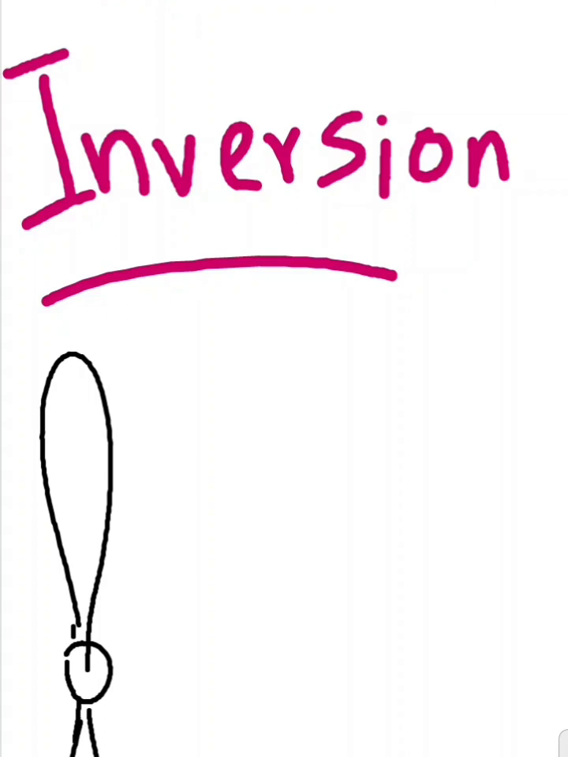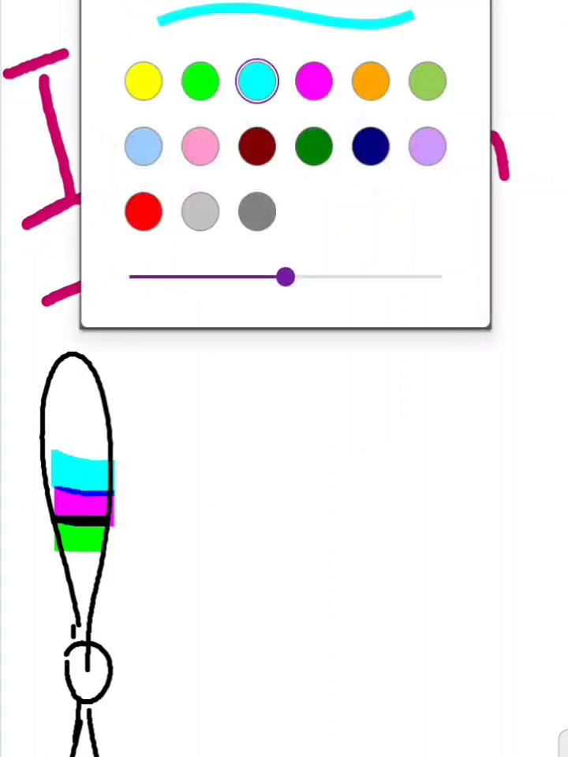Today we are going to talk about mutation. Mutation can occur due to inversion, translocation and different mechanisms like non-disjunction. Today we are going to talk about inversion first. To identify and understand it better, I am using different colors here.